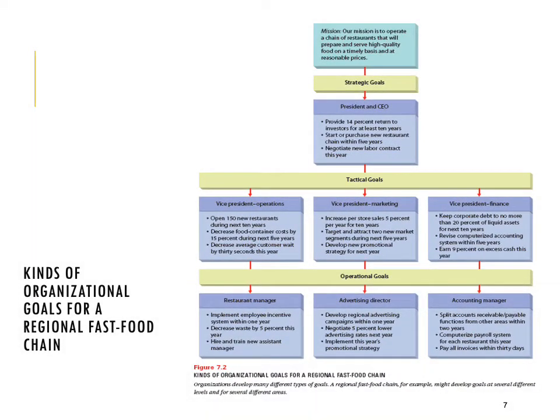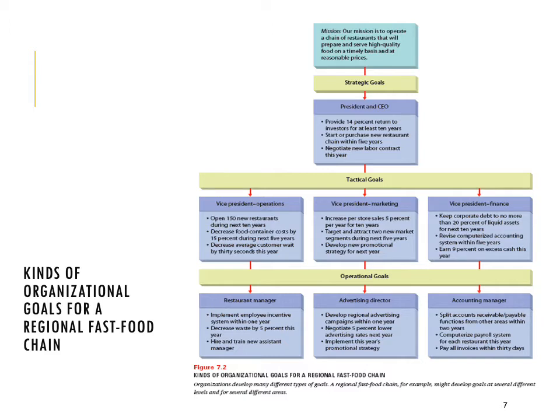Okay, here's an example of organizational goals for a regional fast food chain. You see here there is a mission from the company or from the organization. Their mission is to operate a chain of restaurants that will prepare and serve high quality food on a timely basis and at reasonable prices. So it will become a strategic goal for this company.